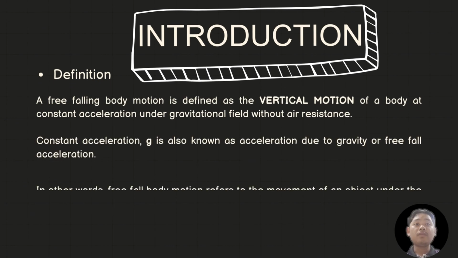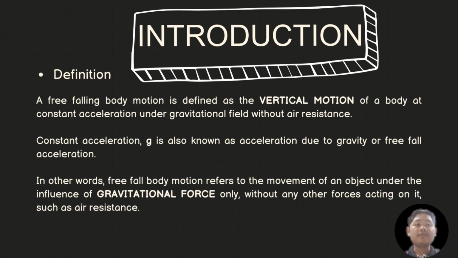Free-falling body motion is defined as the vertical motion of a body at constant acceleration under a gravitational field without air resistance. Constant acceleration g is also known as acceleration due to gravity or free fall acceleration. In other words, free fall body motion refers to the movement of an object under the influence of gravitational force only, without any other forces acting on it, such as air resistance.